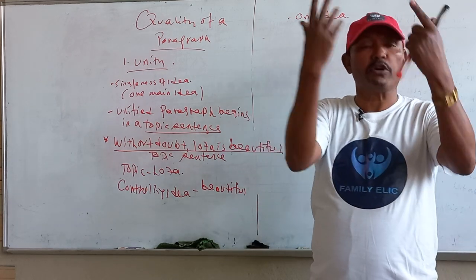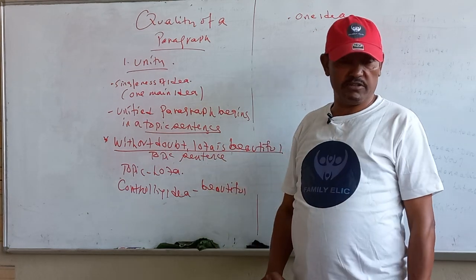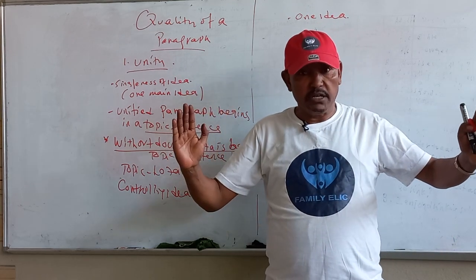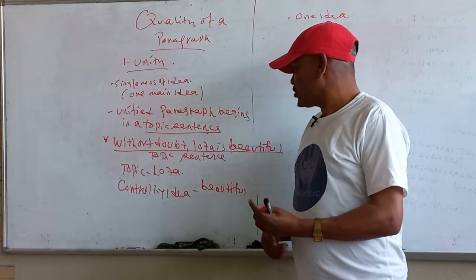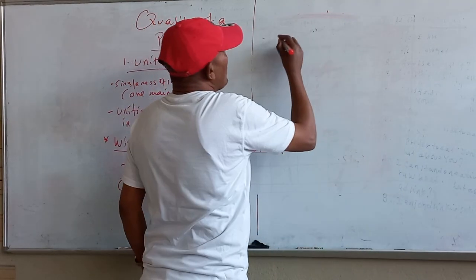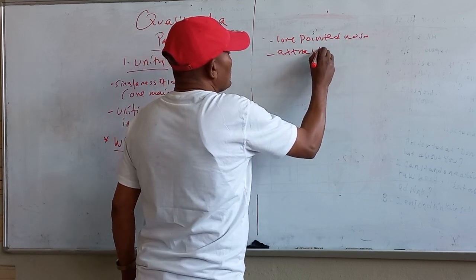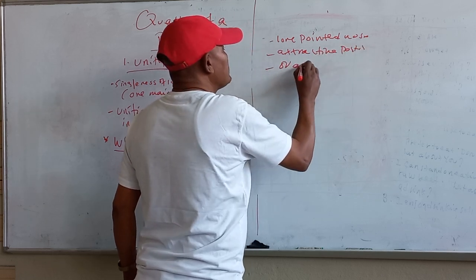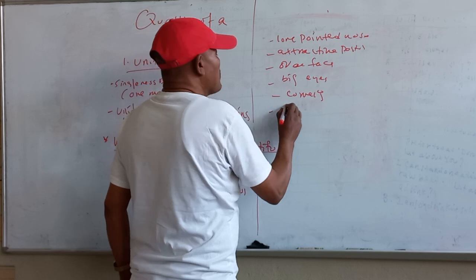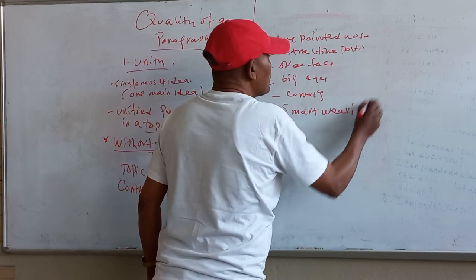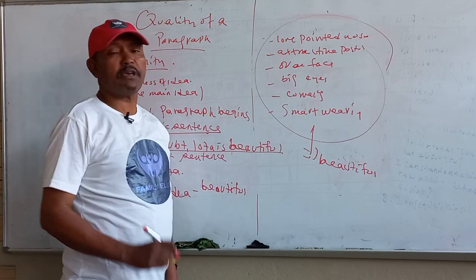If and only if a topic sentence is clearly stated, consisting of a subject and a controlling idea, there is unification, which means the controlling idea protects the outflow of ideas from the given title. That's called the controlling idea here. Look here. Without doubt, Lhasa is beautiful. What makes Lhasa beautiful? She has a long pointed nose, attractive posture, oval face, big eyes, comely girl, and smart wearing. All these things make Lhasa beautiful.